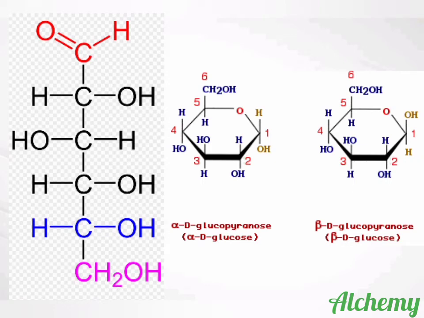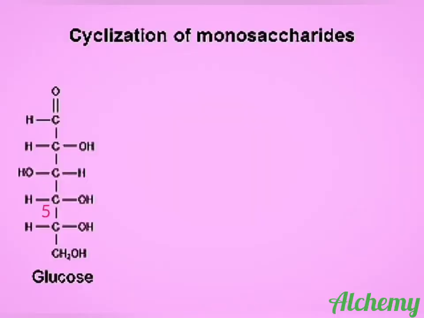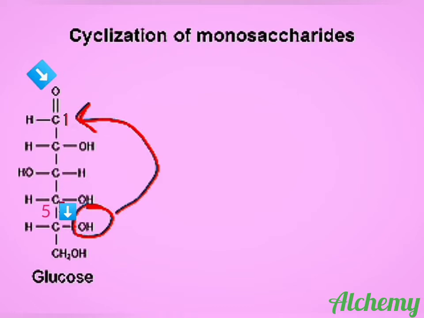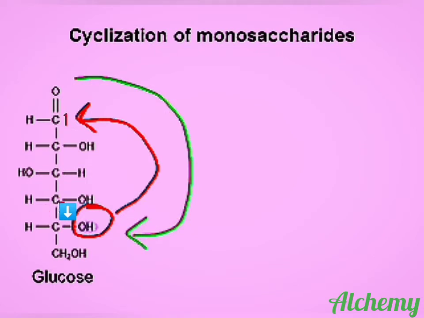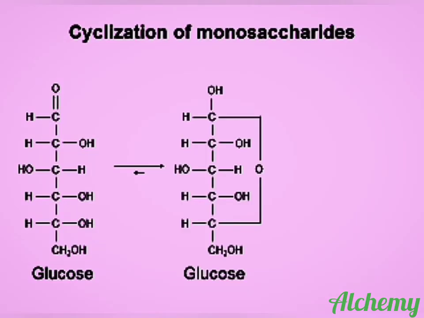Now we will discuss the cyclisation of glucose. The OH group at carbon number 5 will change its position to carbon number 1, whereas the oxygen at carbon number 1 will form a cyclic oxide linkage with carbon number 5, resulting in this structure.